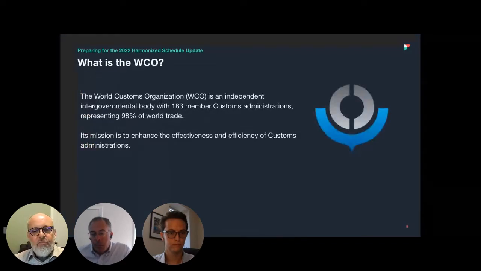Okay, let's start off with, what is the World Customs Organization? The World Customs Organization is an independent, not non-government body, or they call it an intergovernmental body. So it's an independent body that has most of the countries around the world that are involved in international trade as members. Their mission is to enhance the effectiveness and efficiency of customs administrations around the world.